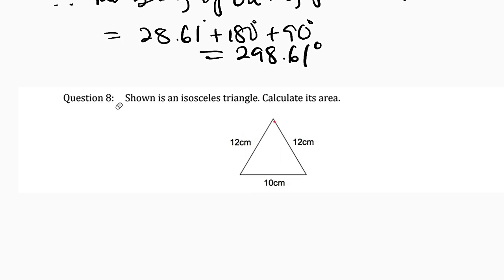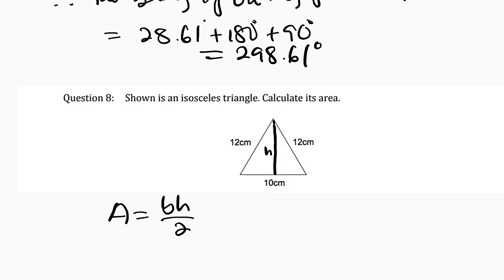All right, the last question reads, shown is an isosceles triangle. We are asked to calculate its area. This is one of the applications of these trigonometric ratios. To find the area of a triangle, we need the base times the height divided by 2. But we have the base, we don't have the height, so let's find the height. This is the height, right? Let me call it h.